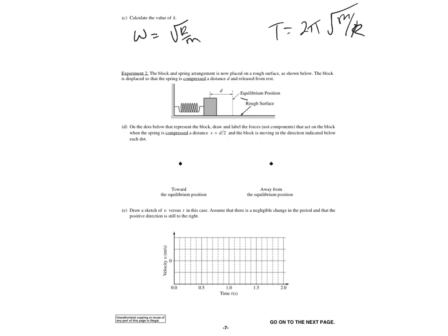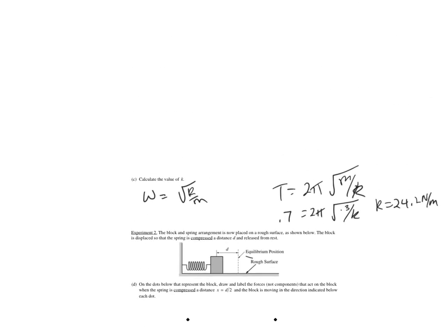So we found earlier that the period was 0.7, and so 0.7 is equal to 2 pi square root, and it gave us the mass of the object. The mass of the object was 0.3. So 0.3 over K. You do a little algebra, and you get K is equal to 24.2 newtons per meter. Okay.